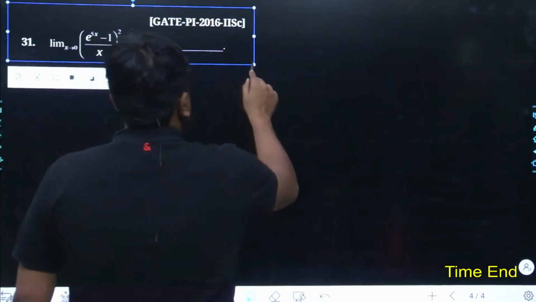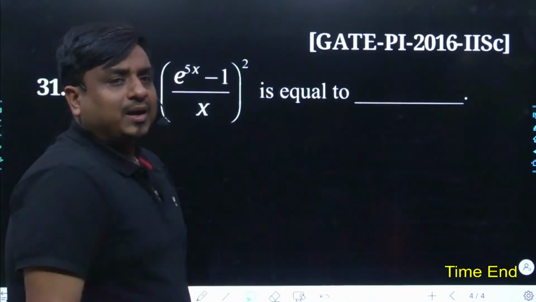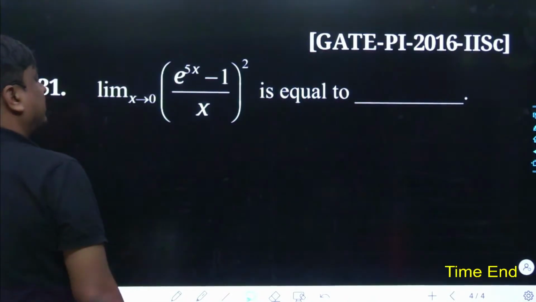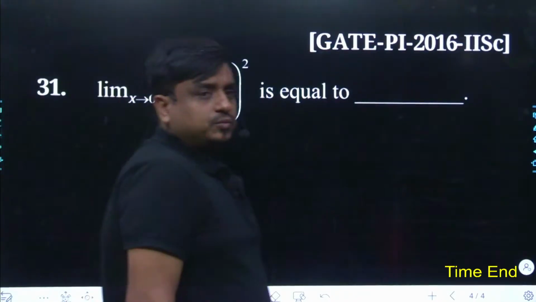This question was asked in production engineering in the year 2016. The problem was framed by IISc Bangalore. Read the problem carefully. Limit x tends to 0, e to the power of 5x minus 1 divided by x raised to the power of 2 equals.